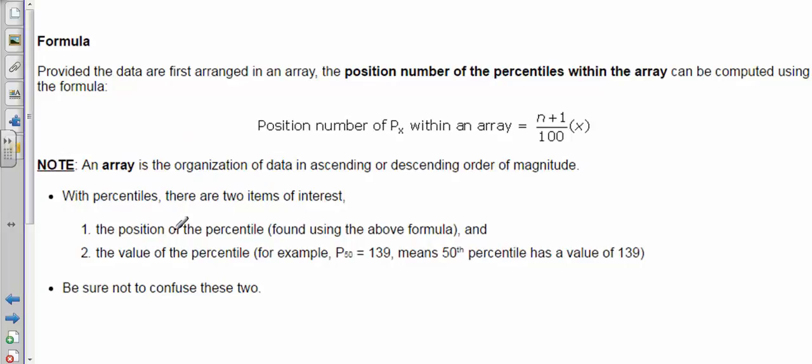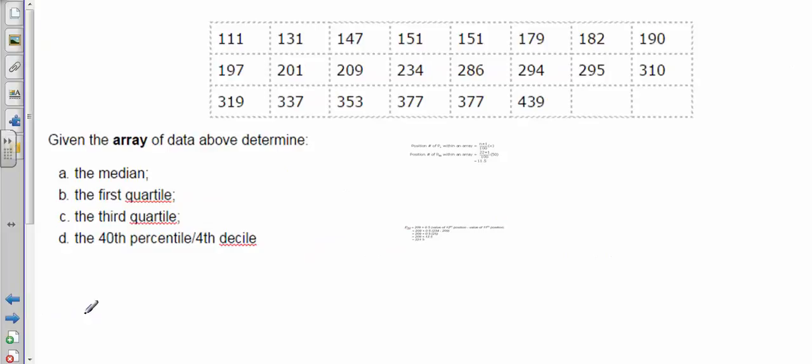Two items of interest. The big thing here is to recognize what I'm finding when I find the position in my list is not the actual percentile. It's not the value of the percentile. So the position of the percentile is what we find from the formula. We find that we're in position 11, for example, in position 23, but then the actual value in position 23 will be something different. So we'll sort of look at that in this first example.